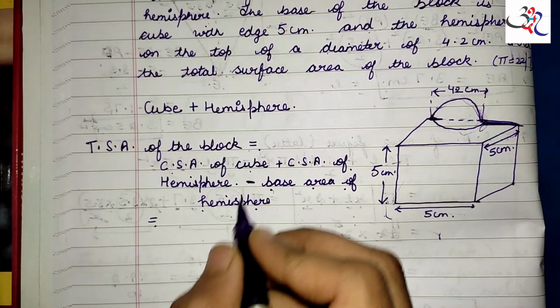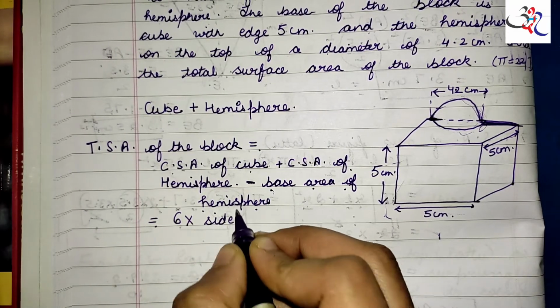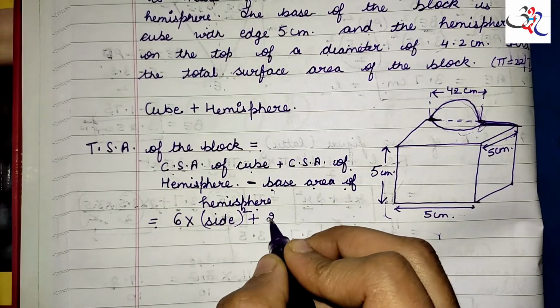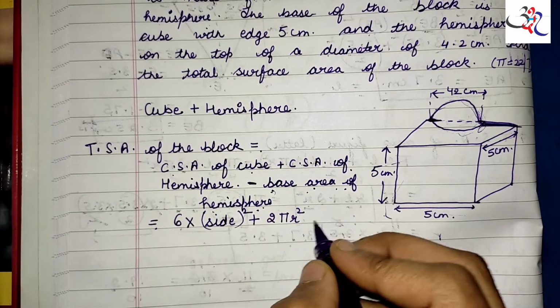What is the surface area of a cube? Surface area of a cube is 6 into side square, plus curved surface area of hemisphere, which is 2 pi r square, minus base area of hemisphere, which is what?